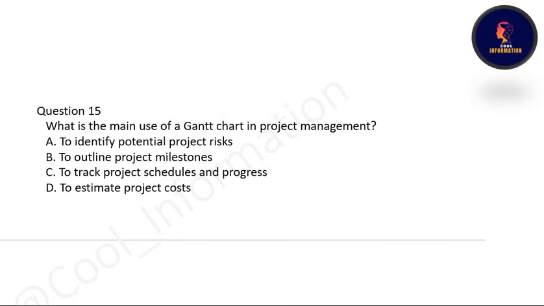Moving to the next one, what is the main use of Gantt chart in project management? To identify potential project risk, to outline project milestone, to track project schedules and progress, or to estimate project cost. Correct option is option number C. To track project schedule and progress is the main use of Gantt chart in project management.